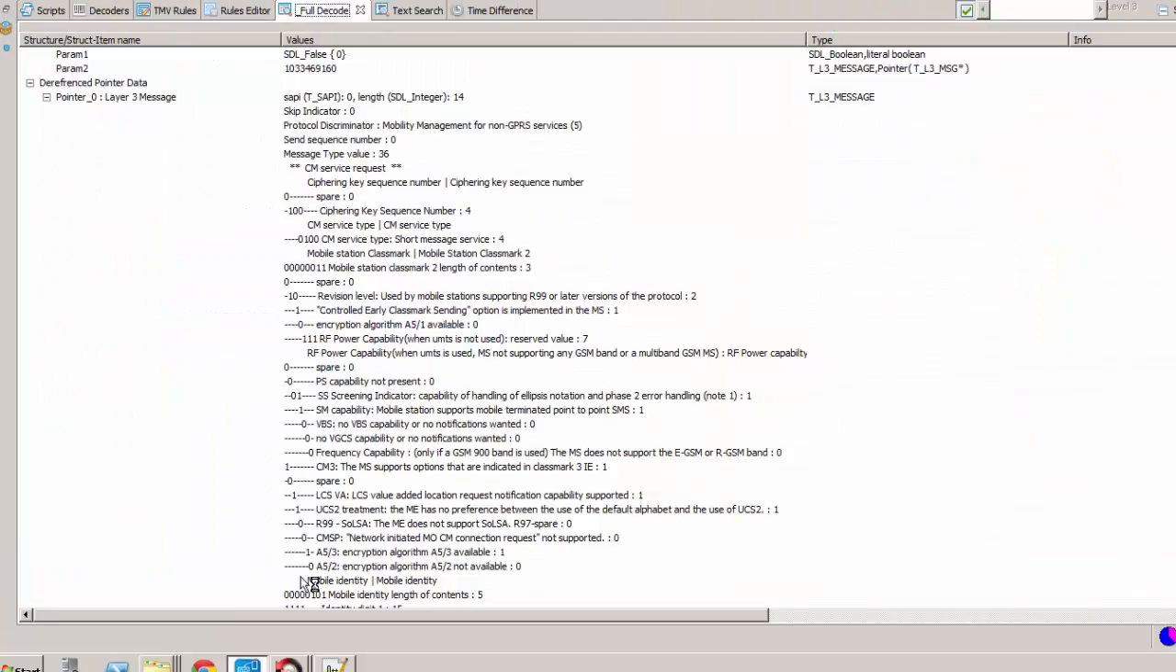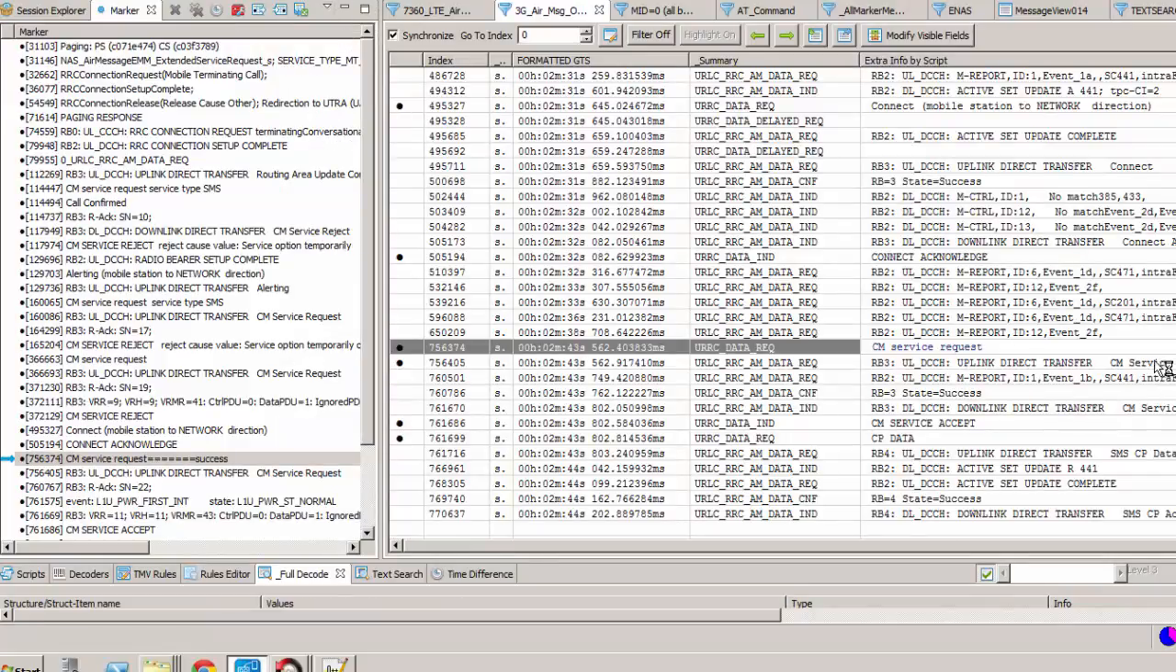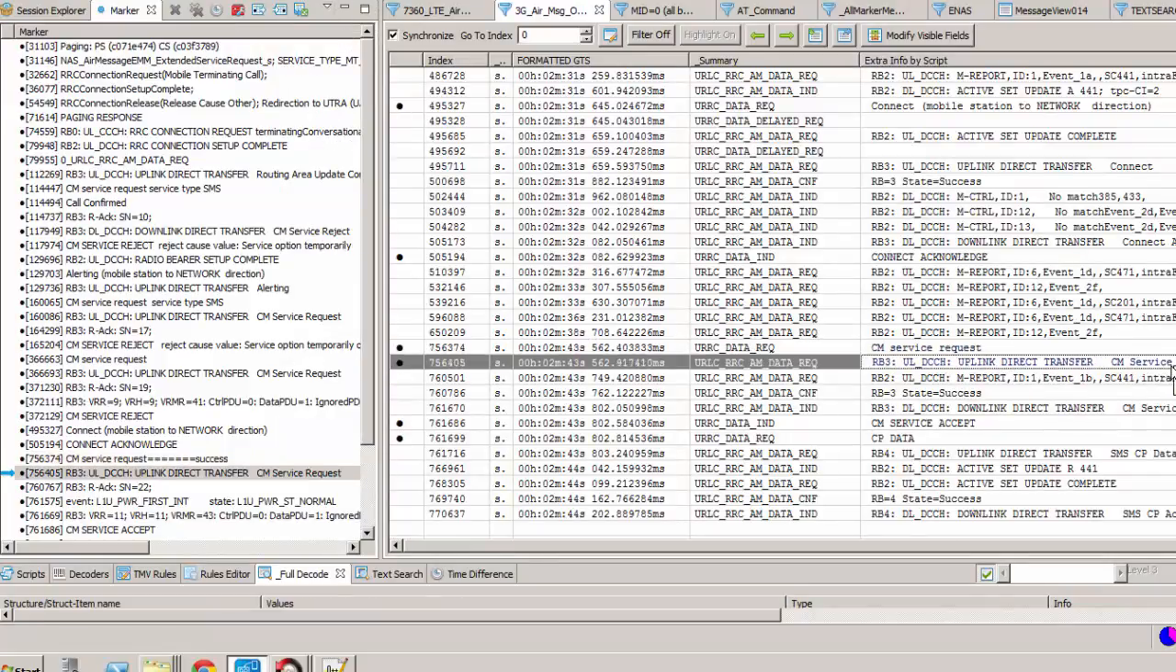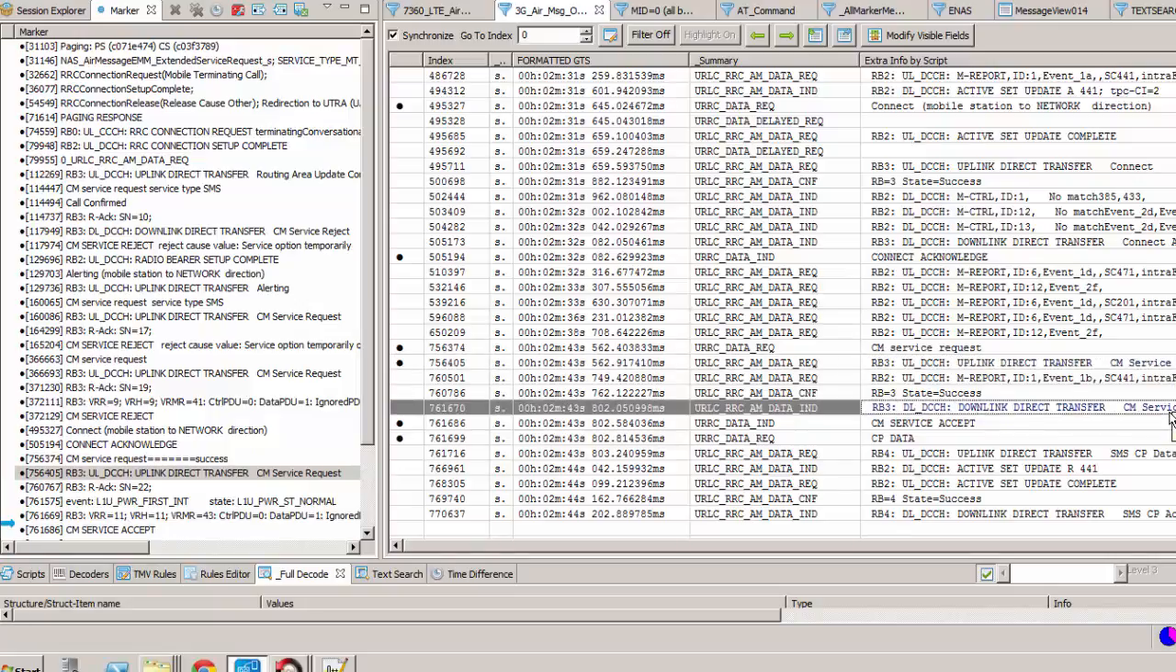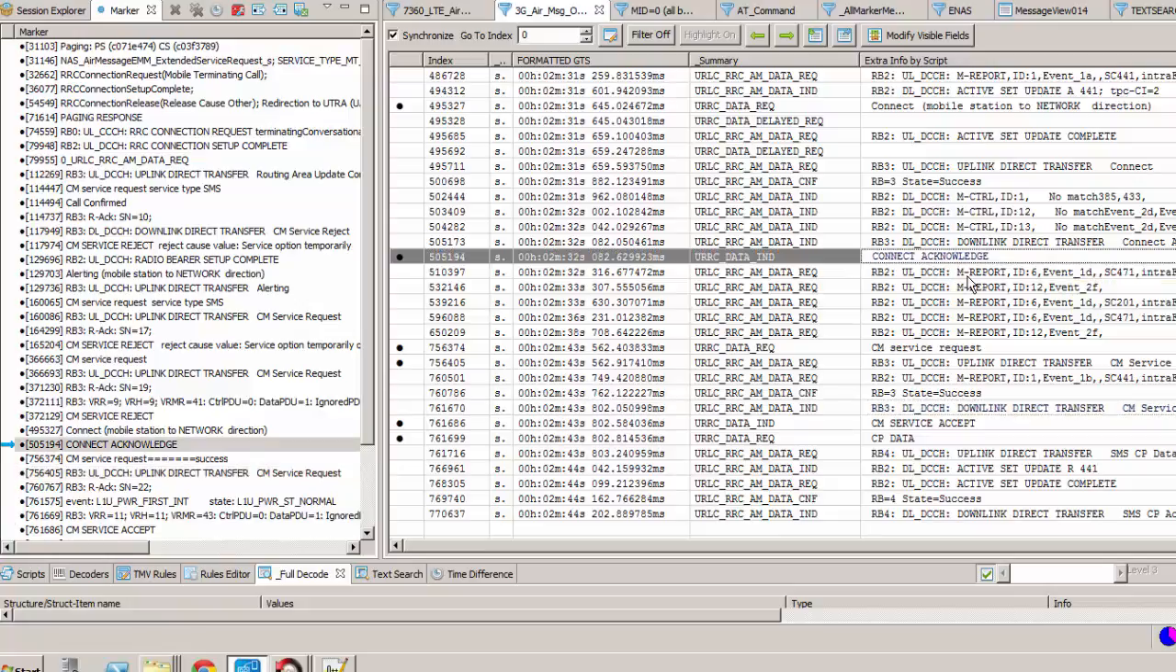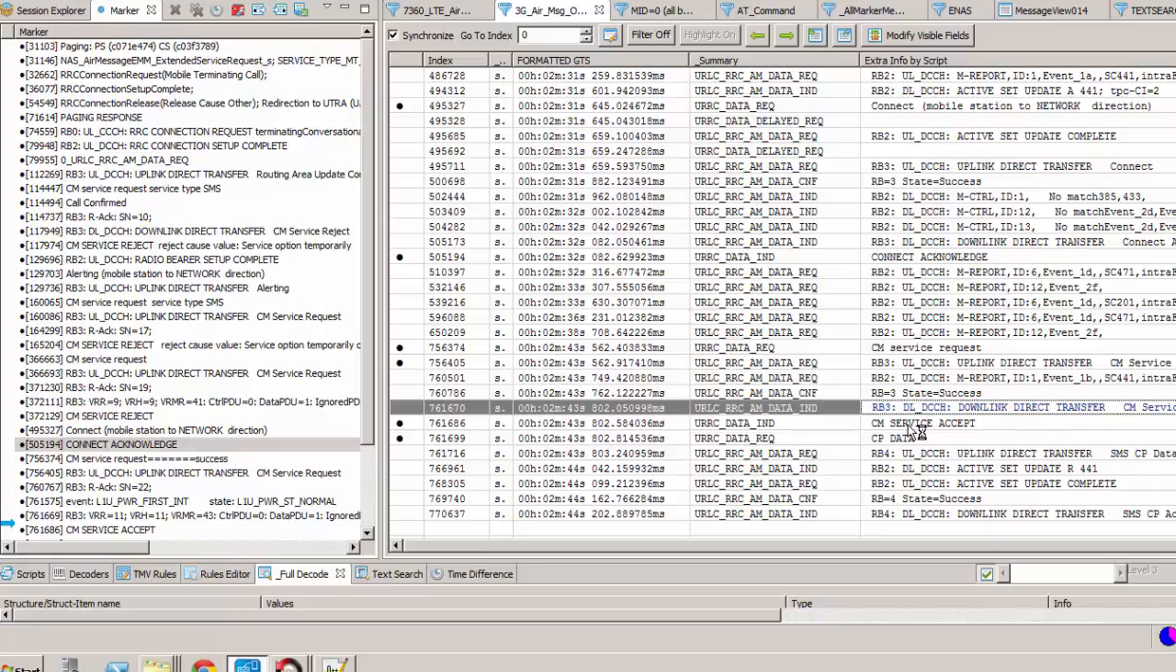So what is the purpose here? This CM service request is also for the short message service, that means it's also for the SMS. It is followed by the uplink direct transfer, and the UE sends the CM service request to the network. And here you will see CM service is accepted. That means the signaling for the MT call is completed here, connect acknowledgement, all processes completed, and the functions are now free. So this time when we tried to send the SMS, CM service is accepted.